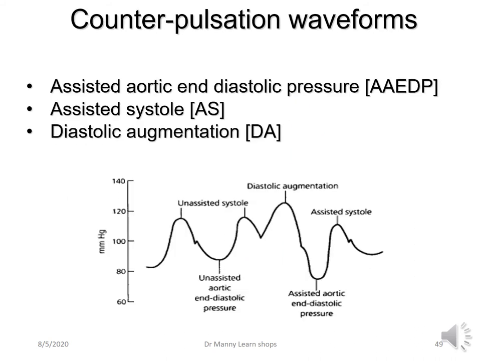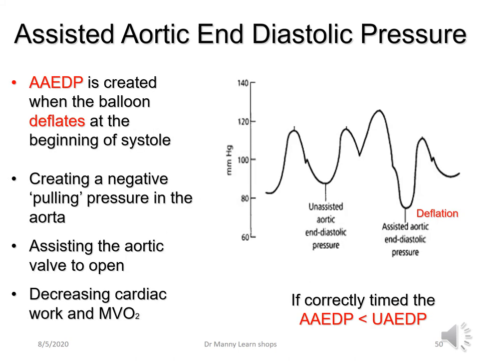Now, when we look at additional waveforms, counterpulsation waveforms, there are typically three: the assisted aortic end-diastolic pressure, or the AAEDP, the assisted systole, or the AS, and diastolic augmentation, or the DA. So when we look at the assisted aortic end-diastolic pressure, look at the terminology. We're assisting the aortic end-diastolic pressure really to be lower.